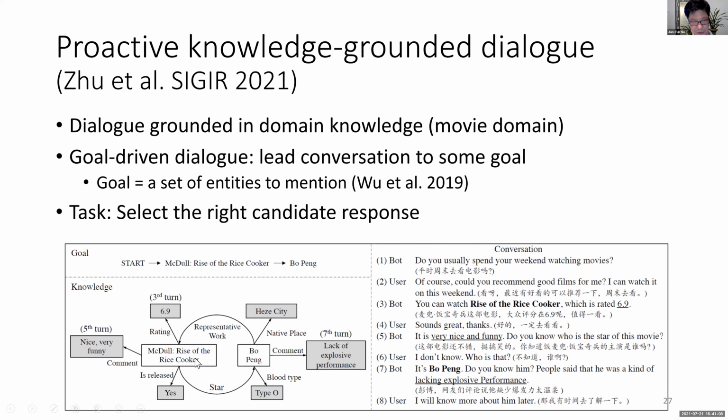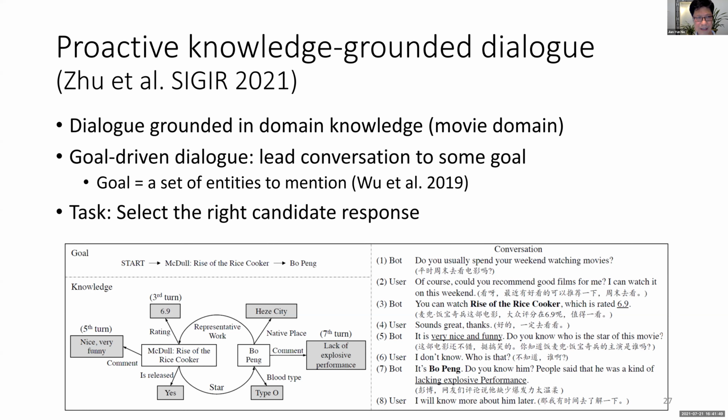So you have the movie name, the actor who played in the movie, and so on. So this is presented as a knowledge graph. And also in this specific work, we also want to do proactive dialogue. That is, the agent tries to reach some goals. So for example, the goals here are defined as a set of entities that we want to cover during our discussion, during our dialogue. So this could have some recommendation purpose.